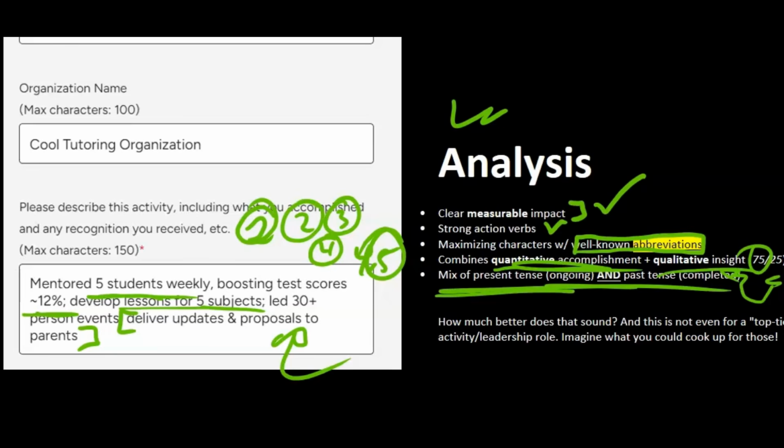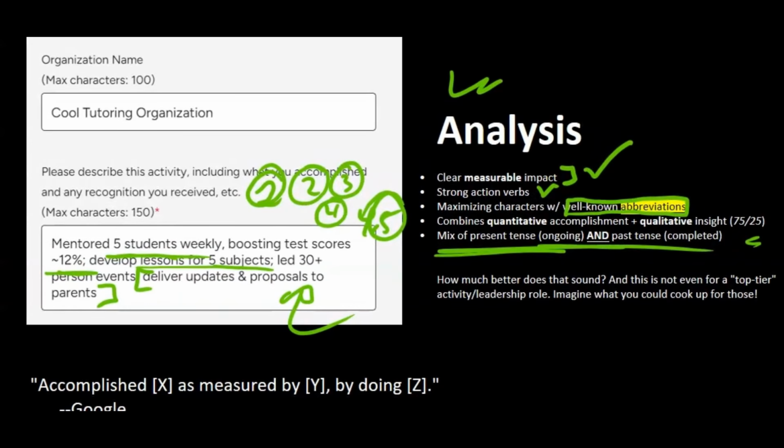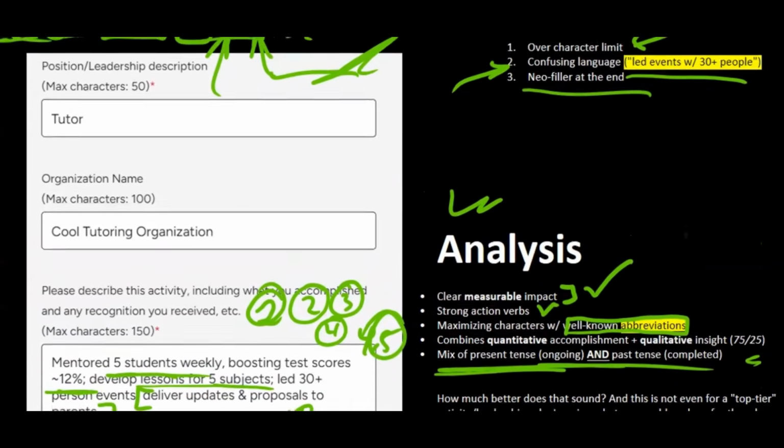And so the last point here is a mix of present tense ongoing and past tense completed. So this is not something that's crazy, but basically it's a good general rule of thumb to use the present tense when it's ongoing actions you're still doing, and use the past tense for things you have already completed or accomplished. So basically, I did this example with tutoring, right?